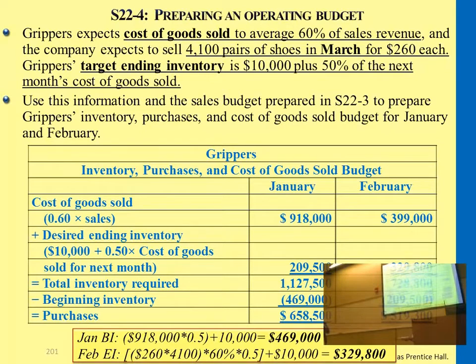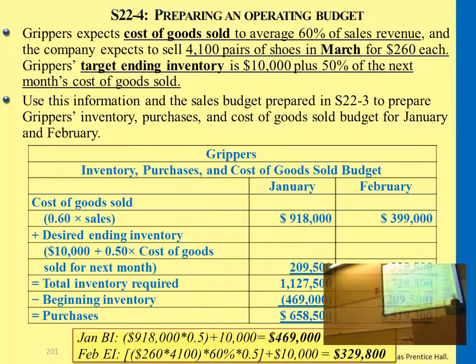Now, beginning inventory for February will just be ending inventory from January. So you already have ending inventory from January. Just copy the number to February's beginning inventory. Okay, so if we come back to January again, we're comparing the inventory that we need with the beginning inventory that we had, which again is December's ending inventory. The difference is this value here, $658,500, the inventory purchases that the company needs to make in January.